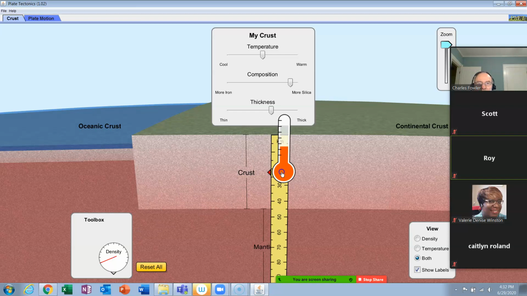Now, this thermometer is on, I don't know what kind of scale it is, but what we're going to call this is, let's just call the first line there 10 and the second one 20. It's not going to be exactly that, but let's just say it's registering at 20 now. 20 degrees Celsius is room temperature, so we're just going to say that. So that's the top of the crust.